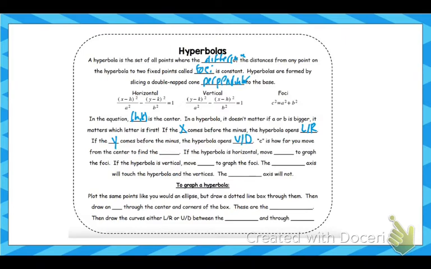Again, C is going to be how far you move from the center to find the foci. That is the same, but what's different is your equation. This one actually looks like the Pythagorean theorem: c squared equals a squared plus b squared. So that is also a little bit of a difference from ellipses. If the hyperbola is horizontal, just like for an ellipse, you're going to move left and right to graph the foci. If the hyperbola is vertical, you're going to move up and down to graph the foci.